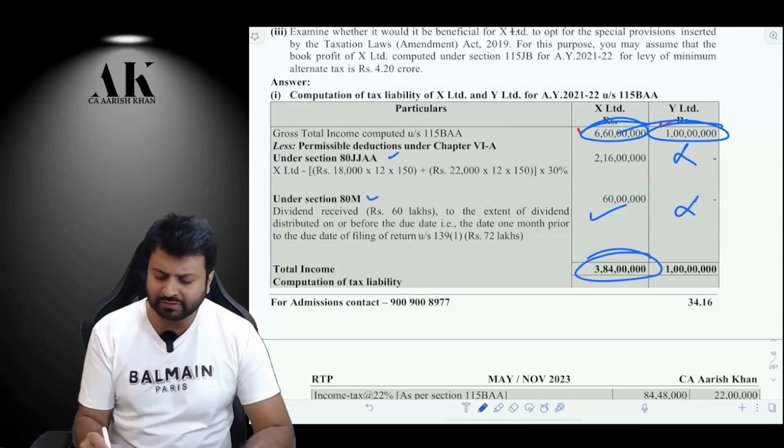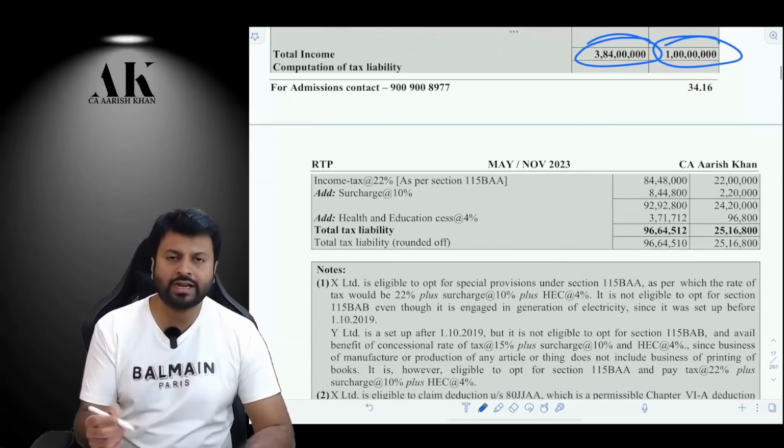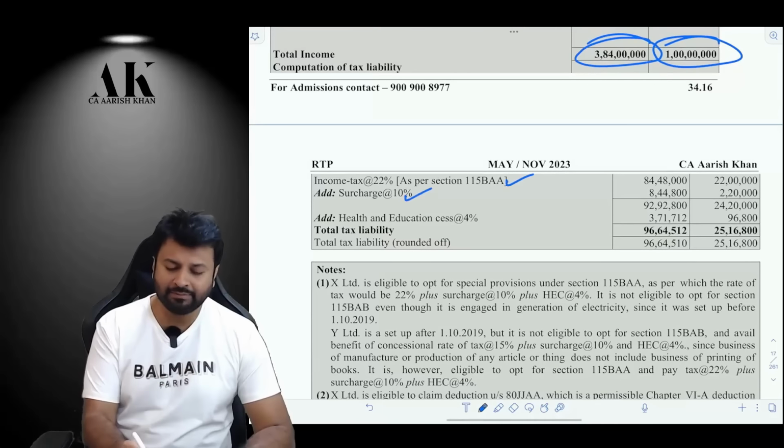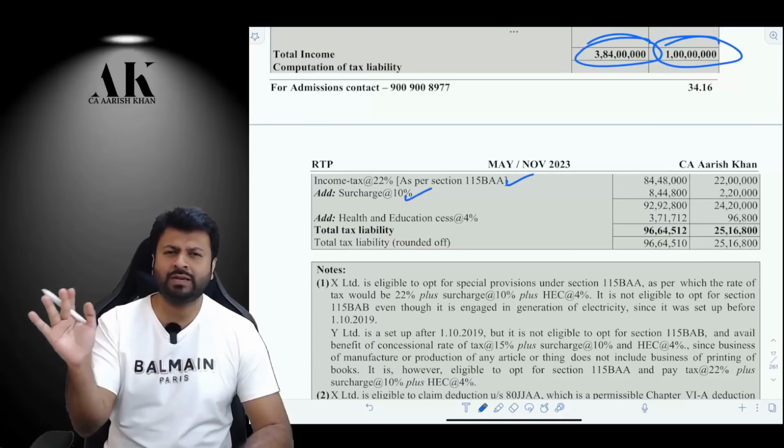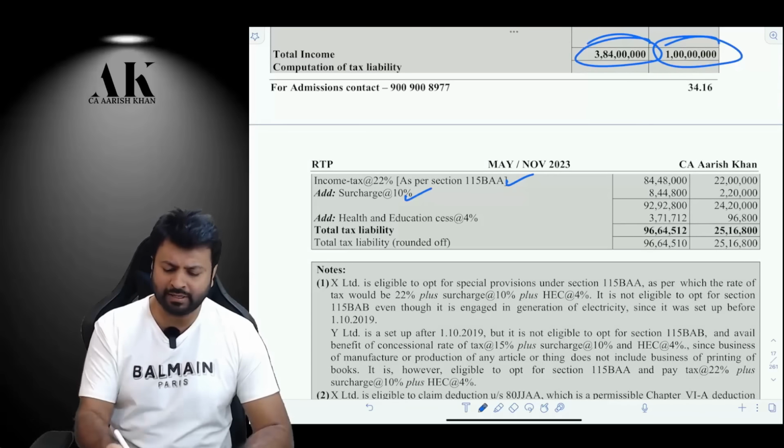Therefore, the total income of the first company is this, second company is this, and on that you have to apply 22% flat tax, 10% surcharge. Always in 115BAA, surcharge is not based on income, it is always applicable. Plus 4% cess always. Okay, that is your tax liability.